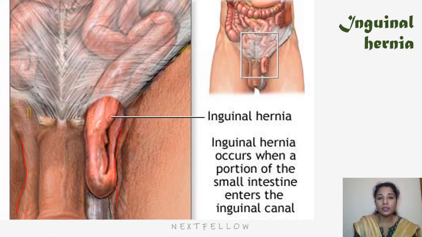Whereas femoral hernia lies inferolateral to the pubic tubercle. So superomedial to the pubic tubercle is the inguinal hernia. Femoral hernia is inferolateral to the pubic tubercle. So the pubic tubercle acts as a landmark for surgeons to differentiate these two hernias.